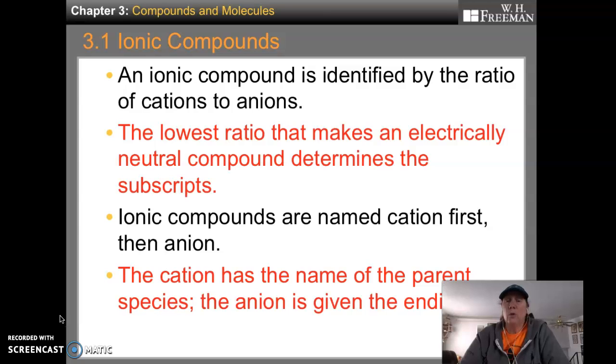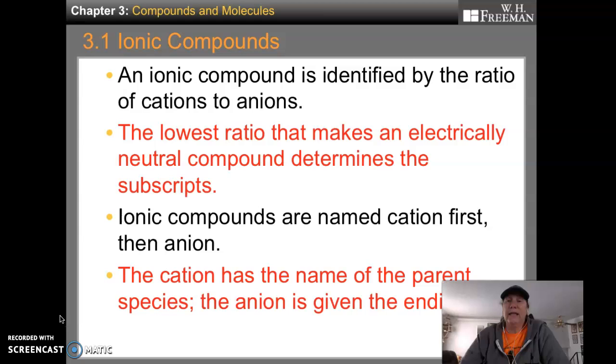When you're writing the formula for it, I always told you, if you've had me before, you crisscross them. Like if you have iron that's +2 and you have oxygen that's -2, well, since they're both the same, you don't have to worry about them. It's FeO. But if you have iron that's +3 and oxygen that's -2, you'd put a 2 by the iron and a 3 by the oxygen. You crisscross them. You always list the cation first. The metal always goes first, and then the nonmetal always goes second.